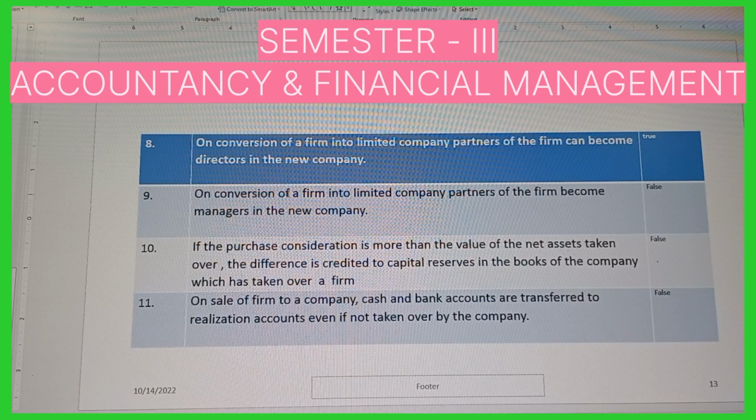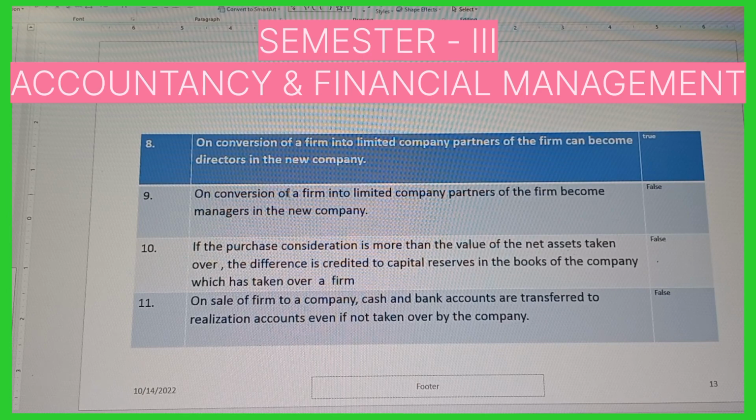So old firm partners can become a director of the new firm. After that, on conversion of firm into limited company, partners of the firm become a manager in the new company. False. All the partners which are in the firm cannot become a manager of the new company. So answer is false.